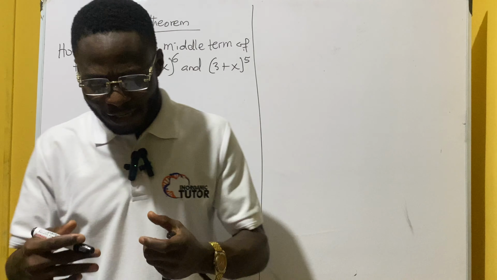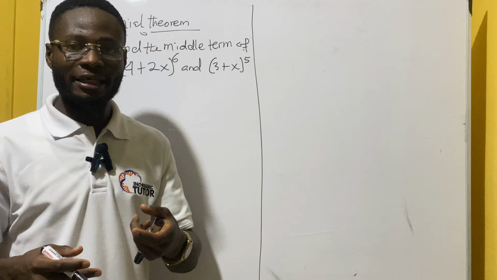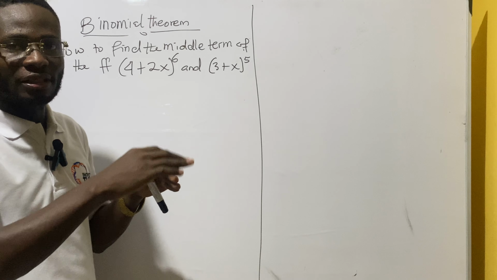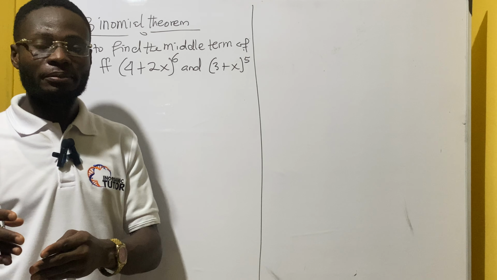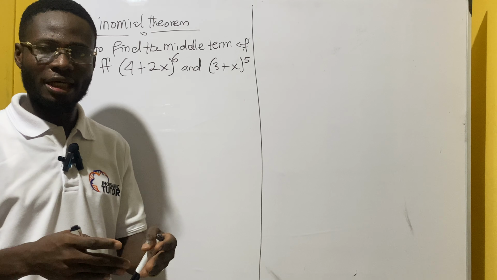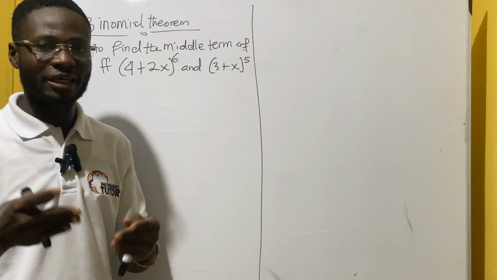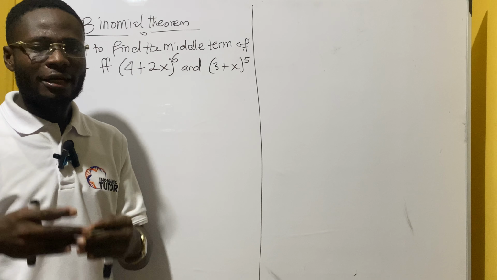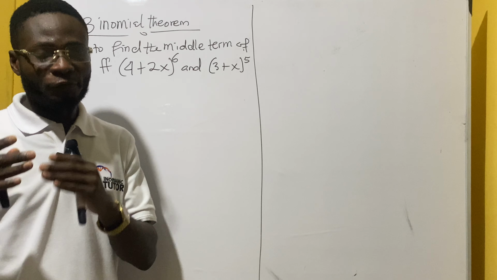Then this comes to mind: what if you are asked to find the middle term? If you want to find the middle term given these functions, then you have to go through Pascal's theorem, then you obtain your solution. But we are working against time. So what other methods can make us get the solution quickly? That is why there is a formula called the binomial middle term formula.